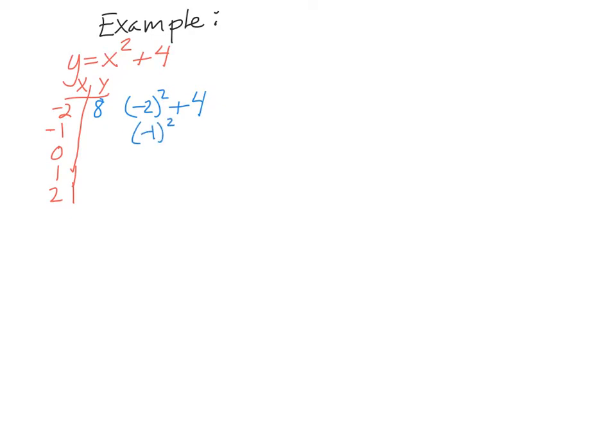-1 squared plus 4 is 5. 0 squared plus 4 is 4. Okay, 1 squared plus 4 is 5. And 2 squared plus 4 is 8. Okay, well that's interesting. All right, so let's make our graph.